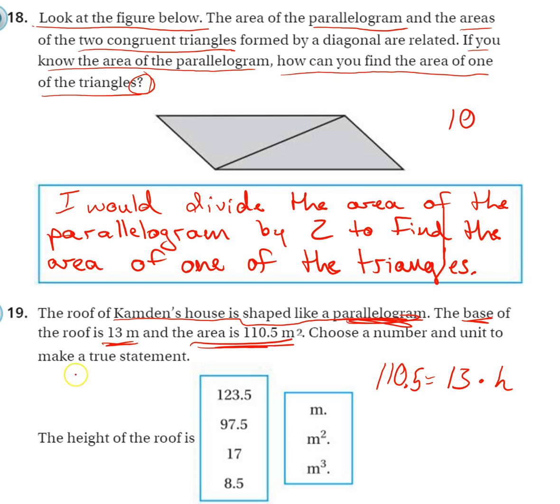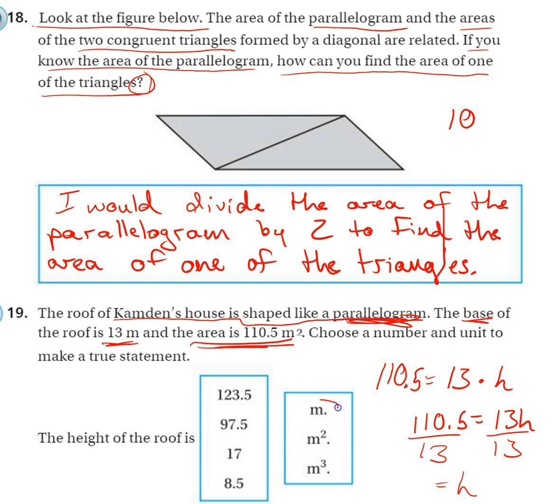Choose a number and unit to make the statement true. The height is, well, let's solve. Let's not even worry about this. Let's solve. 110.5 equals 13 times h, which would be 13h. So I need to divide both sides by 13. Once you get that answer, that's going to tell you what h equals.